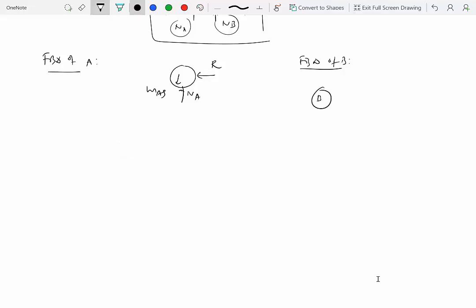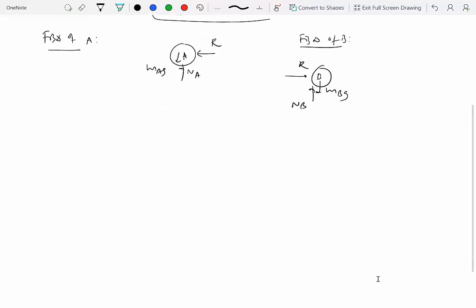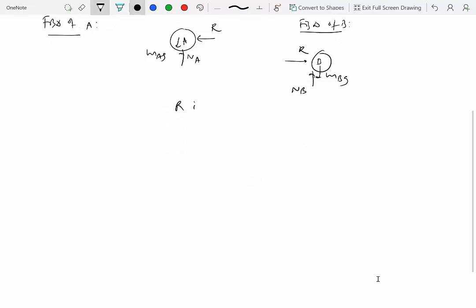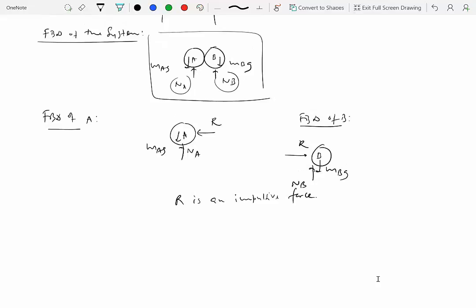We have B, we have the weight of B, we have the normal reaction, and then the same reaction R that B was applying on A is the reaction applied on B by A, but opposite in direction, right? Now, clearly R is an impulsive force. Why is it an impulsive force? Because at the time of impact, this force can be as large as possible, almost approaching infinity in magnitude, without violating the hard constraints that A and B cannot go through each other, right?